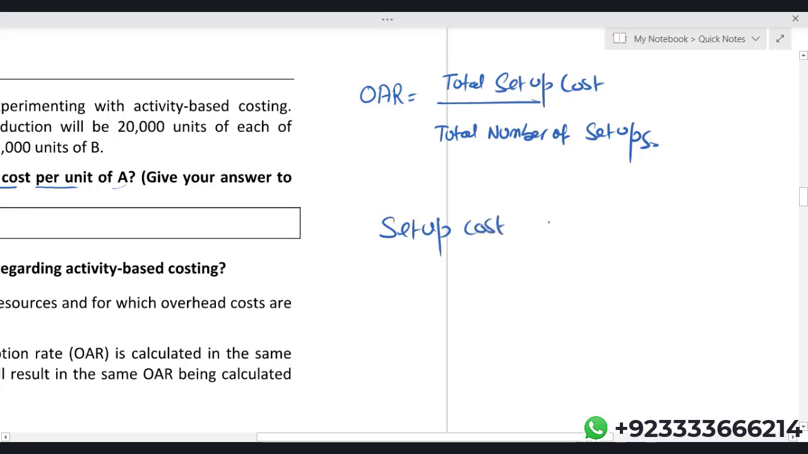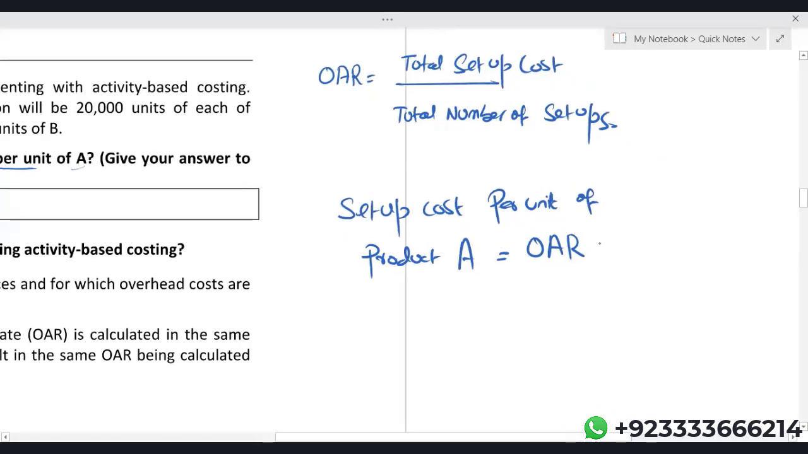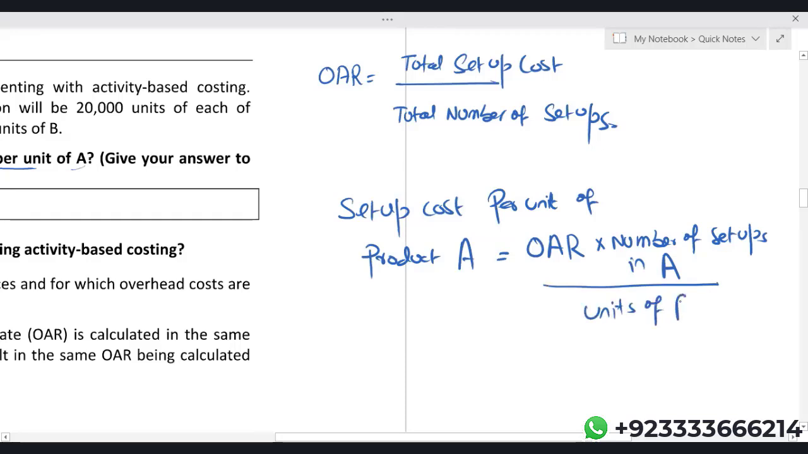Setup cost per unit of product A is equal to the overhead absorption rate per setup multiplied by the number of setups in product A, divided by units of product A. So how will you calculate setup cost per unit of product A?